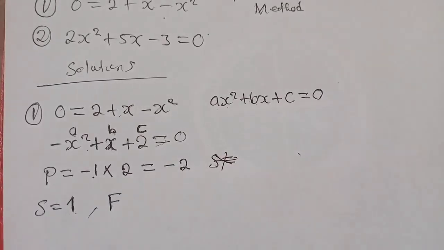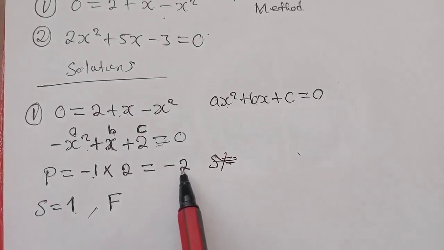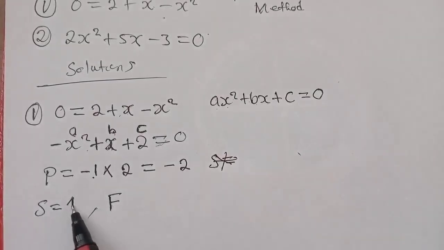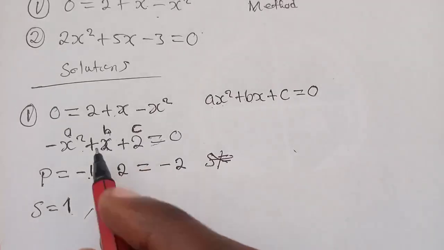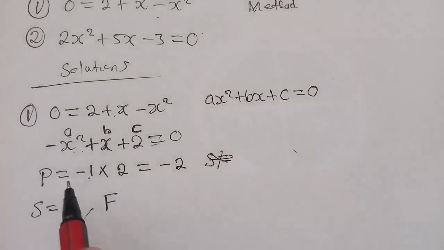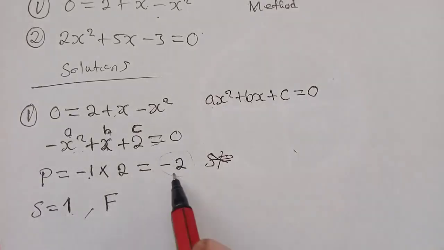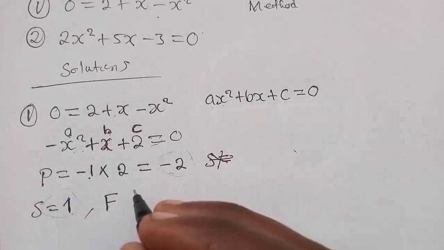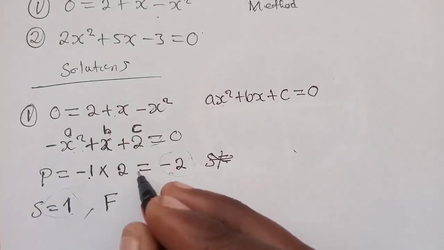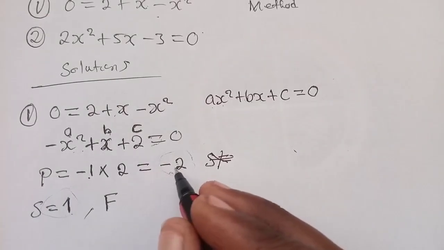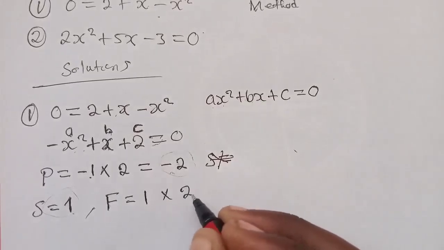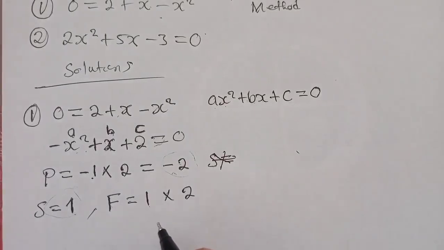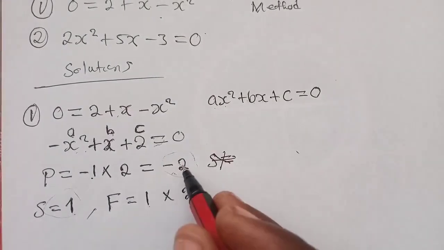When you multiply them, they should give you the product, and when you add them, they should give you what? The sum. So what are those numbers? You think of numbers that, when you multiply the two numbers, give you negative 2. So let's say 1 multiplied by 2. 1 times 2 is actually 2, but we want a negative 2.